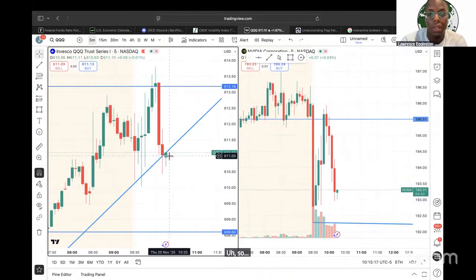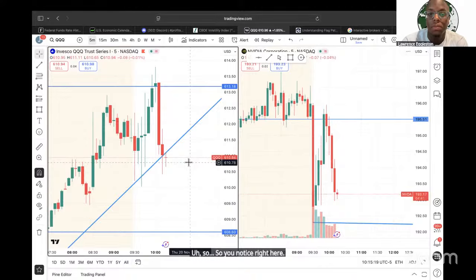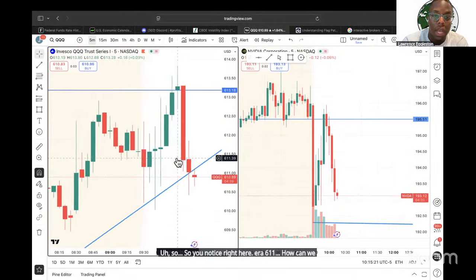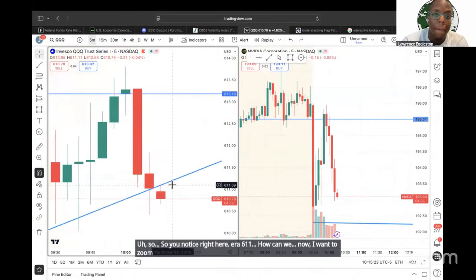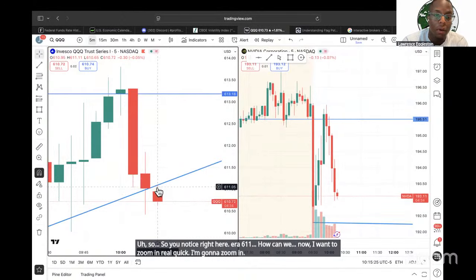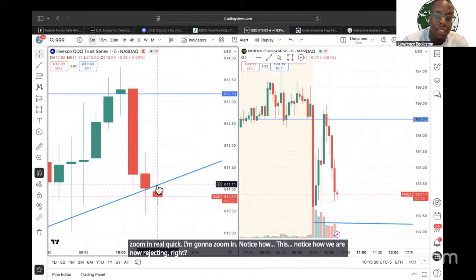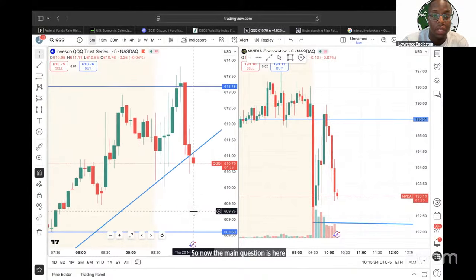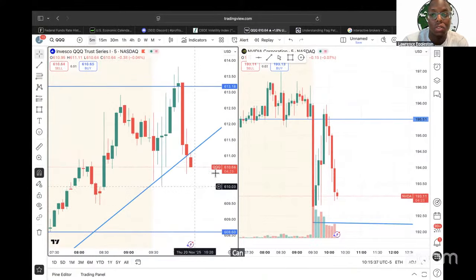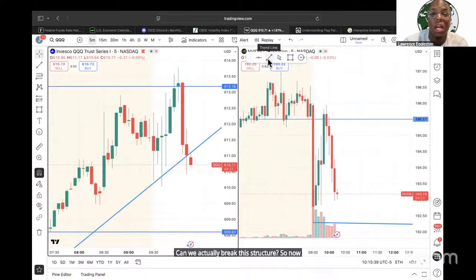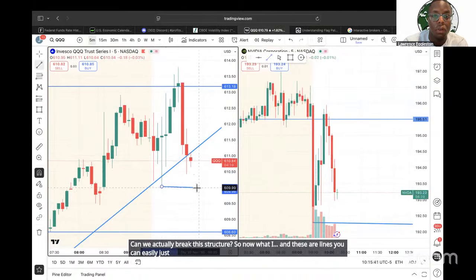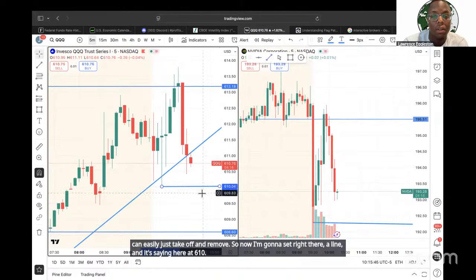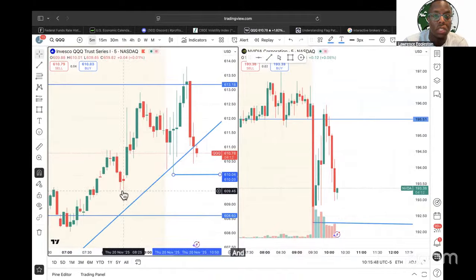So you notice right here, they're at 611. Now I want to zoom in real quick. Notice how we're now rejecting, right? There's a wick right here at that 611. So now the main question is, we're in the 610 range. Can we actually break this structure? These are lines you can easily just take off and remove. So now I'm gonna set a line in the sand here at 610 and change. I'm gonna go to this low, right?